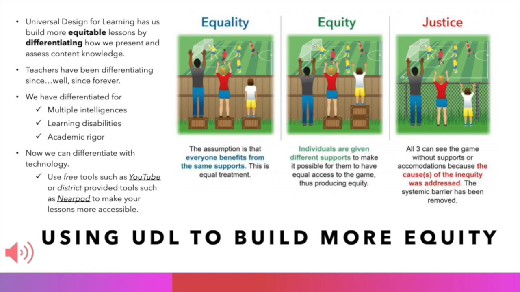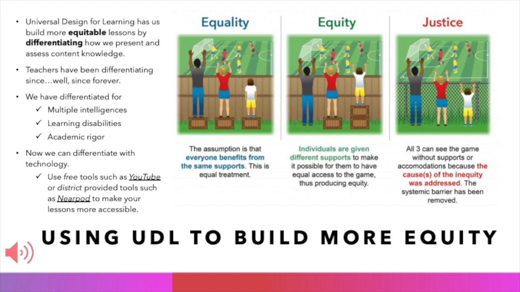Using UDL to build more equity. Universal design for learning has us build more equitable lessons for differentiating how we present and assess content knowledge. Teachers have been differentiating since forever. We have differentiated for multiple intelligences, learning disabilities, academic rigor, and now we can differentiate with technology. Using free tools such as YouTube or district provided tools such as Nearpod, you can make your lessons more accessible.